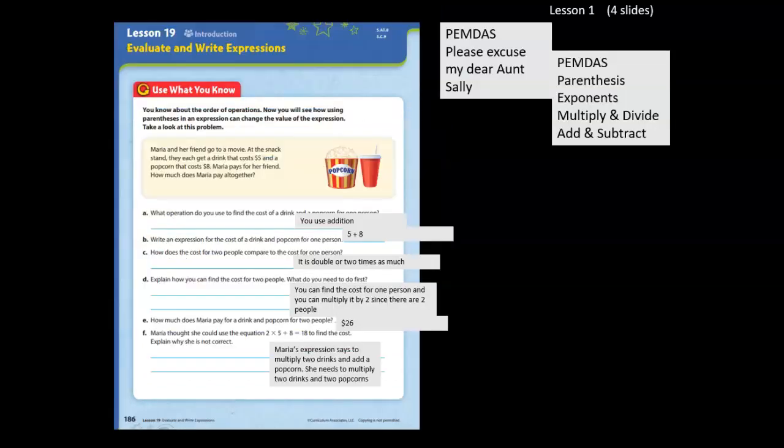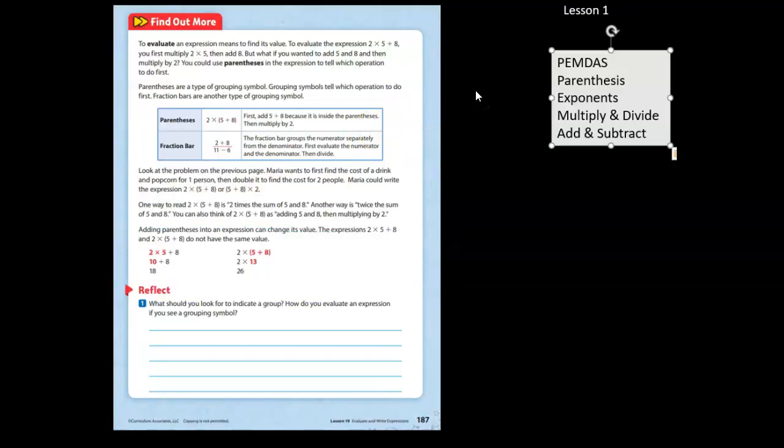I'm going to go back to this slide and copy it and paste it over here so that we can remember we do the parentheses first. Exponents is when we do like 3 to the 3rd power. And then we multiply, divide, add, and subtract. So it says you could do the parentheses first. The P comes first in PEMDAS because we always have to do the grouping first.